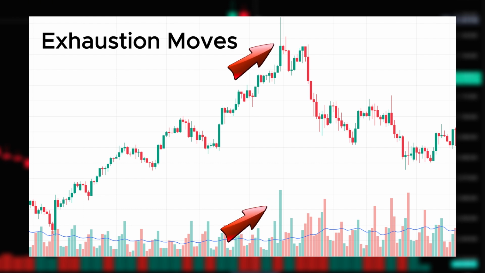In exhaustion moves, the volume is considerably higher than average, and it can be even up to 5 times greater than the average. These types of situations usually happen before a reversal. So when analyzing volume, pay attention that these types of extreme volumes can be a sign for a reversal.